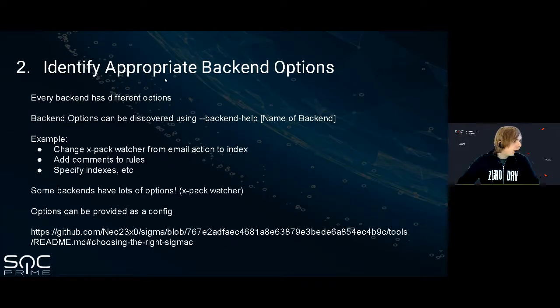Identify the appropriate backend options. Every backend is going to have different options, and the way that you determine what they are is with the option argument backend-help and the name of the backend, and that should document all the possible backend options for that backend. But this is actually pretty new, and it has to be done manually, whereas the other arguments that have lists can let you know automatically.